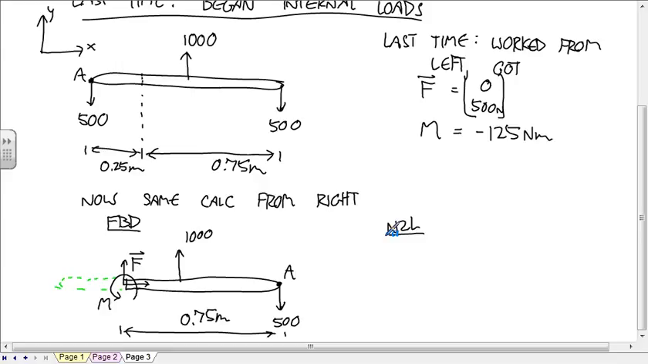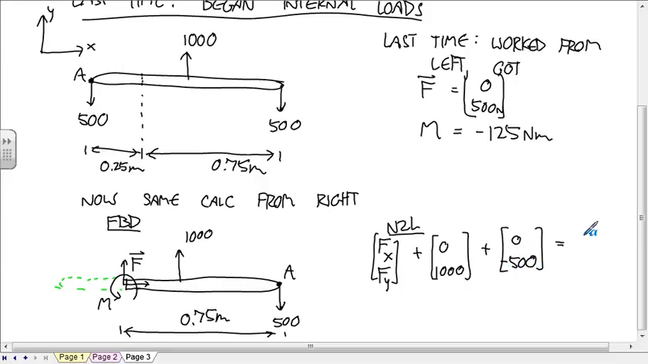So Newton's second law says Fx, Fy plus 0, 1,000 plus 0, negative 500 is equal to zeros. That tells us that the force vector F is equal to 0, negative 500.